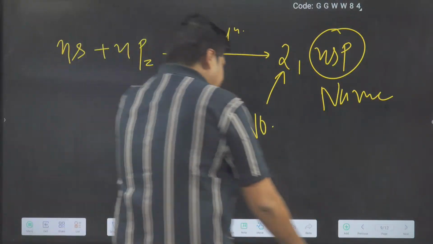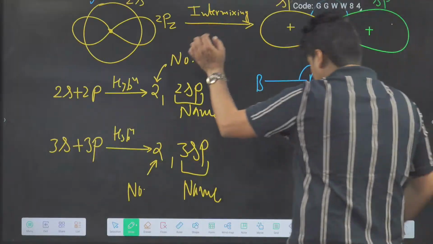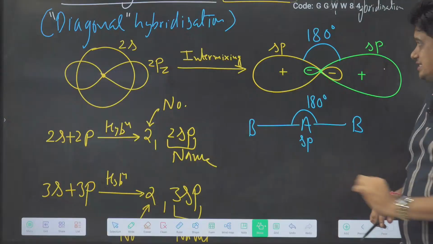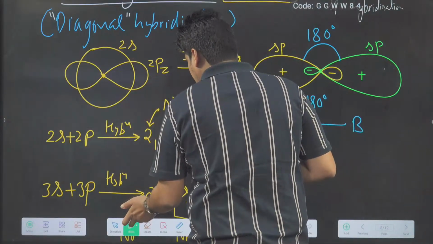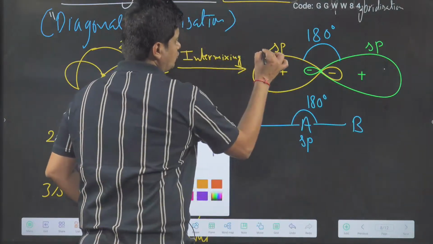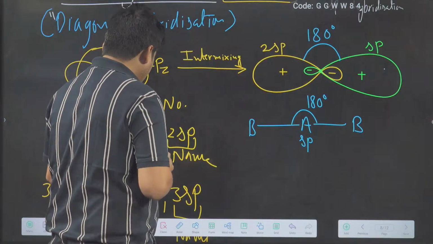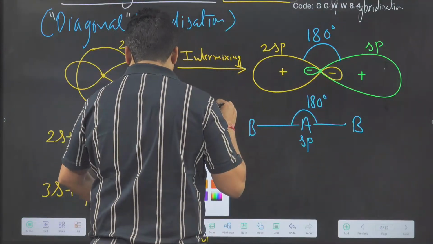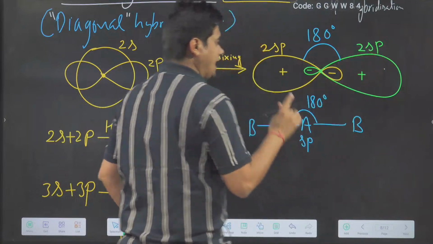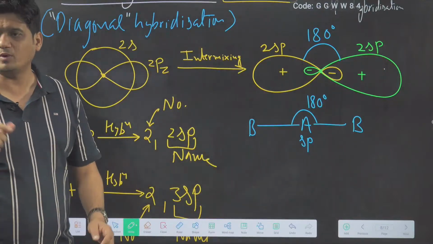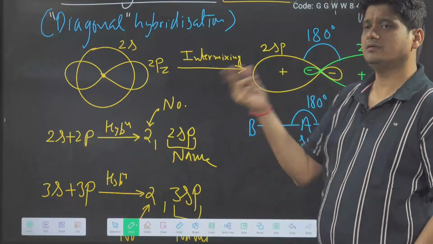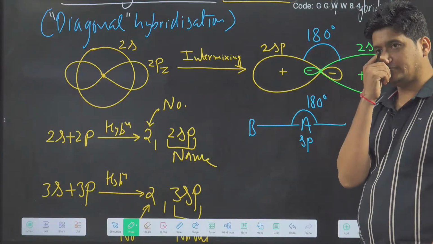So in the previous discussion, what I took here was 2s and 2p. Since I have taken 2s and 2p, the name of the hybrid orbital will be 2sp, and the next hybrid orbital is also going to be 2sp. The name of the hybrid orbital is 2sp, and the number is 2 in this case. Logic is clear.